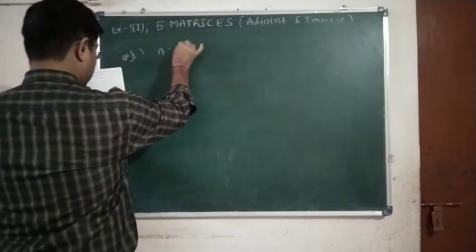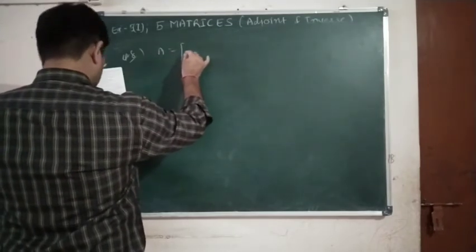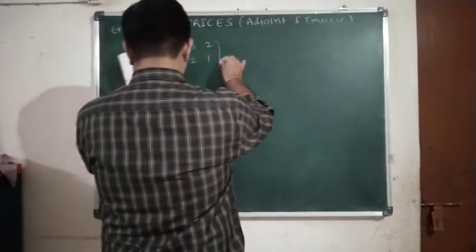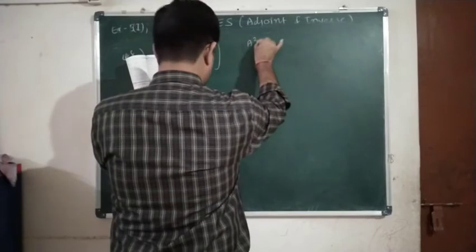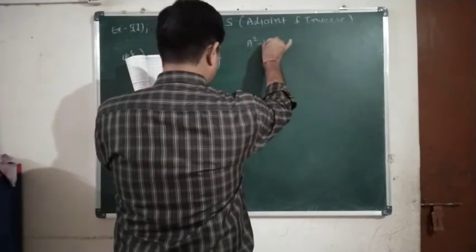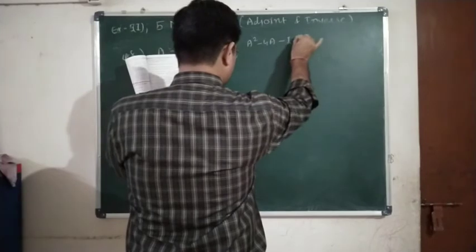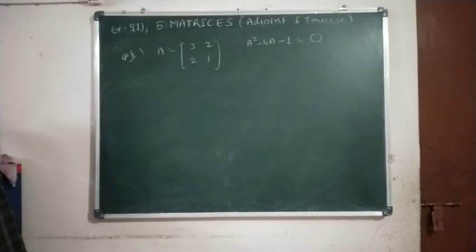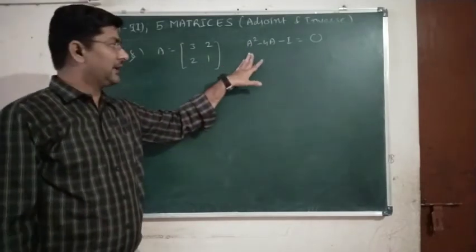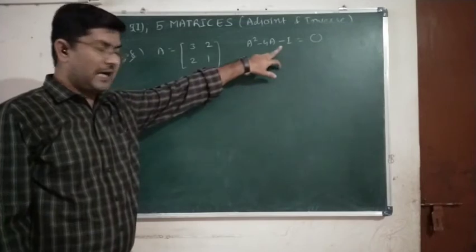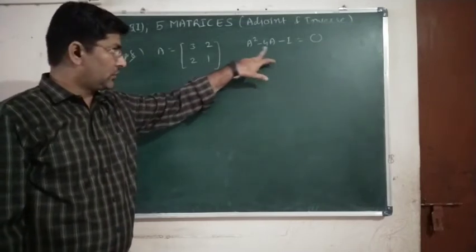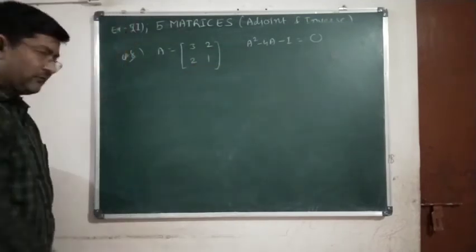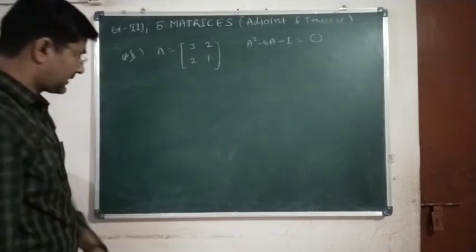Matrix A is given to be 3, 2, 2, 1. We have to verify the matrix equation A square minus 4A minus I is equal to O, where O is a null matrix and I is an identity matrix. We have to find A square. A is already given and I we know is 1, 0, 0, 1. So let us first find A square, then we will put the values in the expression and check whether we are getting the null matrix or not.